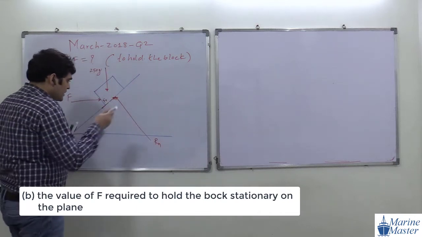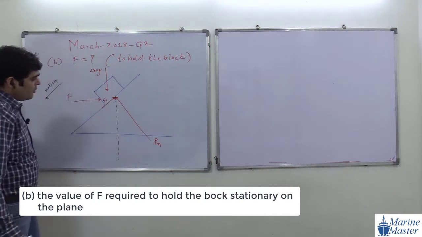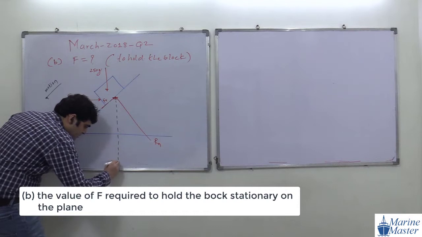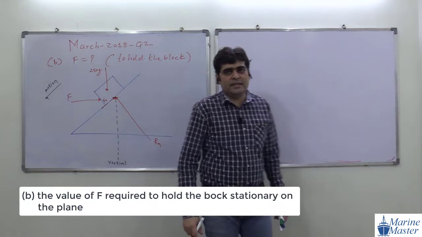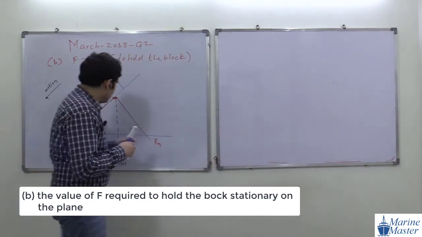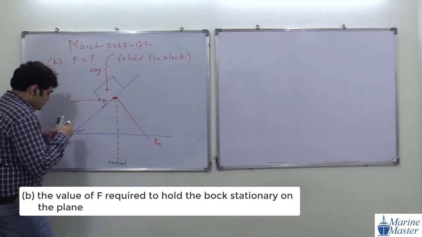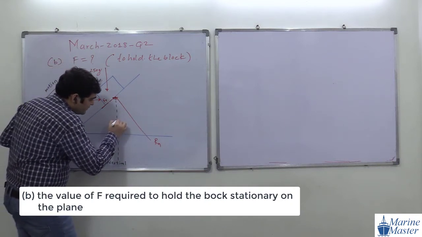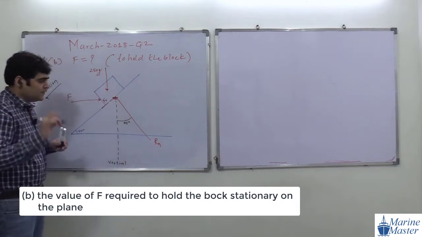Now I am going to draw one dotted vertical line. Just observe this scenario. This is our vertical. What is the angle between Rn and vertical in this case? This angle is 45 degree. So the angle between Rn and vertical is 45 degree.